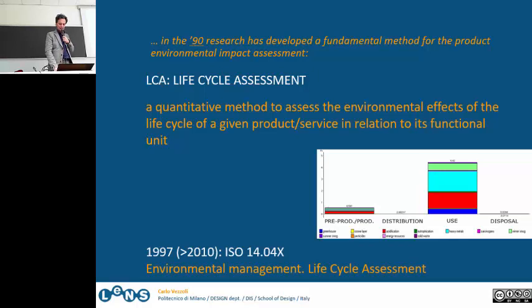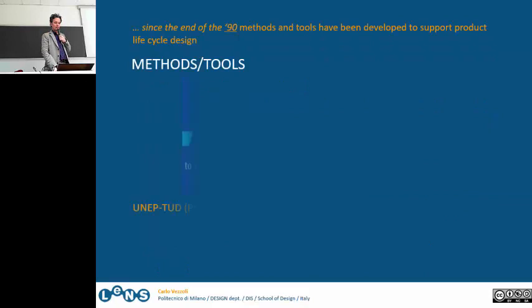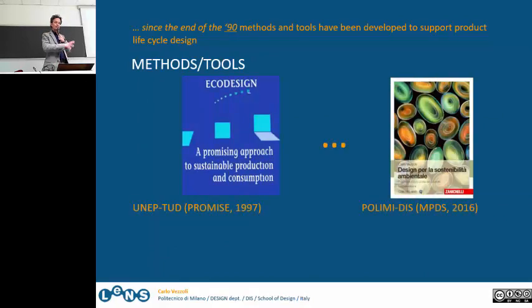And this is standardized for companies. For example, when we make consultancy for companies at product level, we make a life cycle assessment and we use other tools to design them with our own environmental approach. Over the years, not only life cycle assessment, which is one of the tools that can be used, but different tools and methods have been developed.